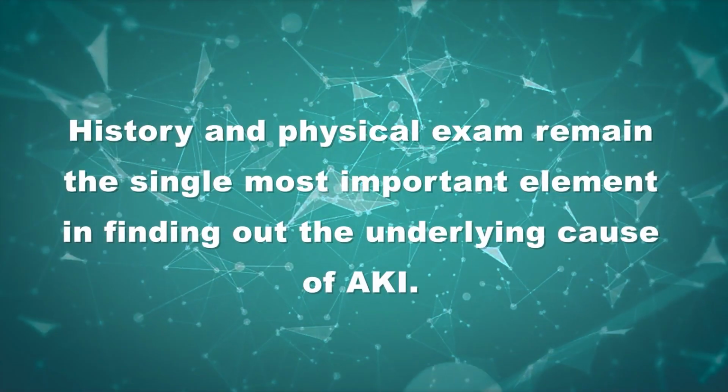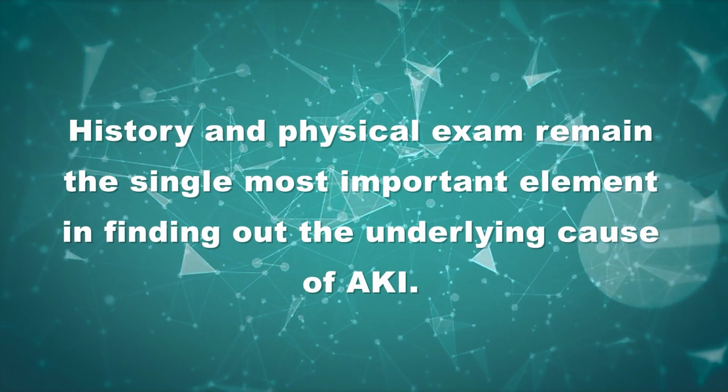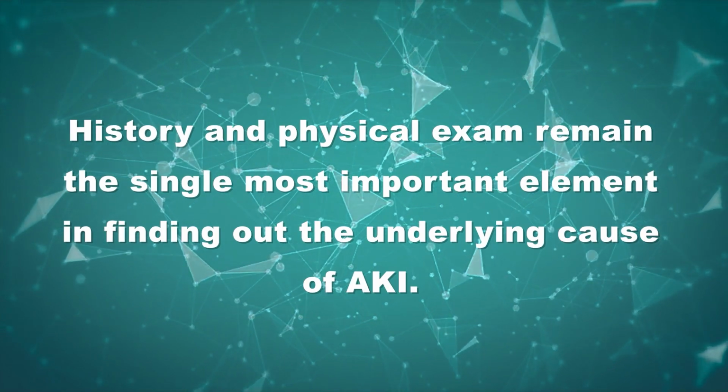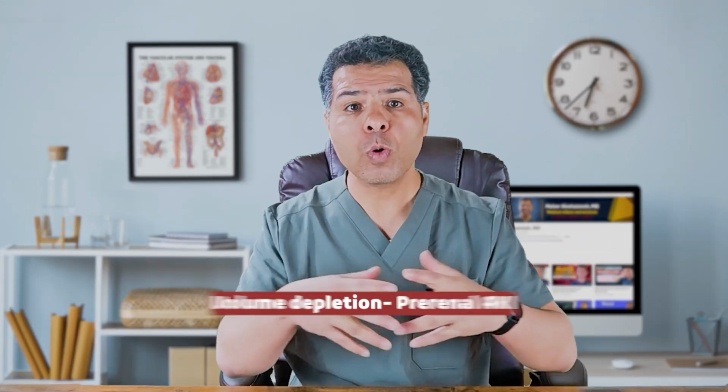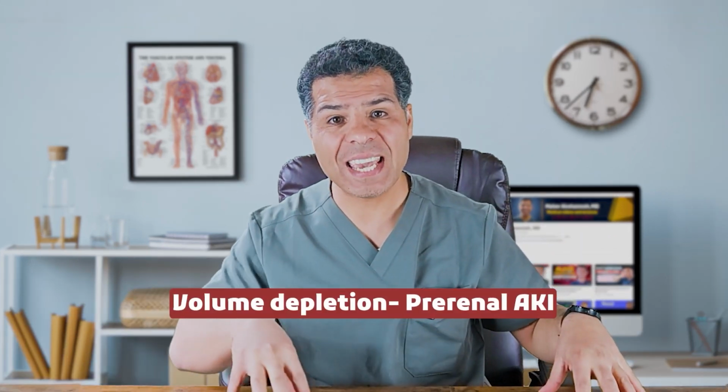Next is to try figuring out the underlying process behind the acute kidney injury. History and physical exam remain the single most important element in finding out the underlying process of AKI. And let me give you some clues or examples. Patients who are volume depleted, such as those with vomiting, diarrhea, decreased oral intake, and bleeding, are likely to have AKI due to renal hypoperfusion, or what we call prerenal AKI.